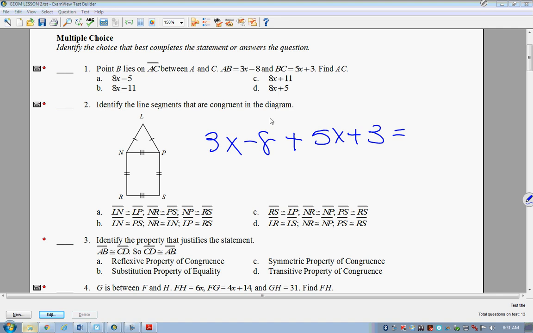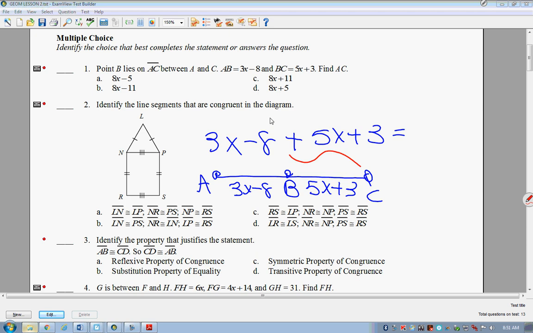And if you don't see that, then you need to draw it, okay? Here's A, here's B, here's C. AB is 3x minus 8. This is 5x plus 3. I want to know what that whole thing is. They're going to give you statements, and it's going to help you if you actually draw some pictures.